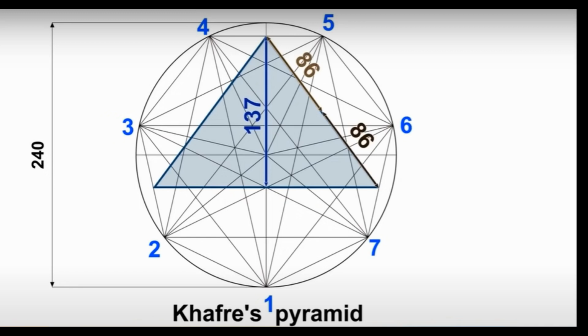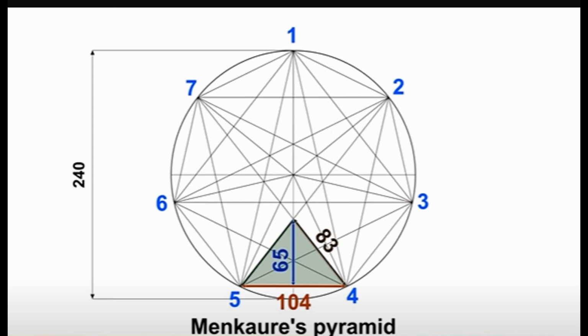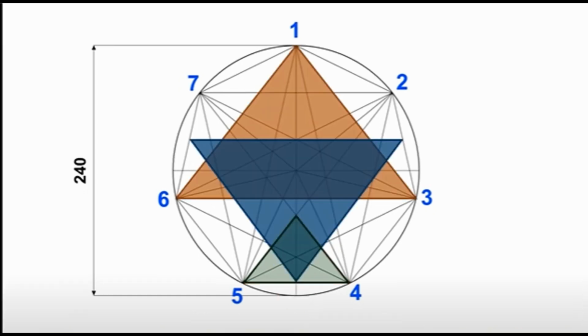When we proceed to measure one of the 7 small marked triangles, its height is 65 meters, the length of each side is 83 meters and the base measures 104 meters. These are the exact dimensions of Menkaure's Pyramid, the smaller pyramid of the Giza complex. It is now evident that the dimensions of all three pyramids were derived from the geometry of a heptagon bordered by a circle with a 120-meter radius.